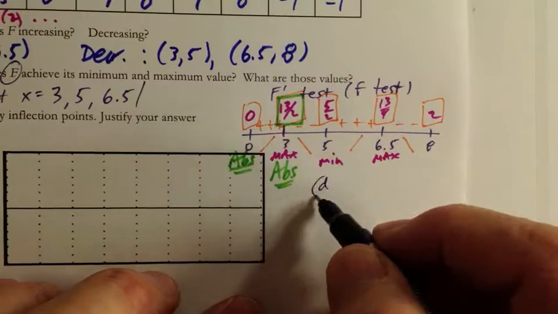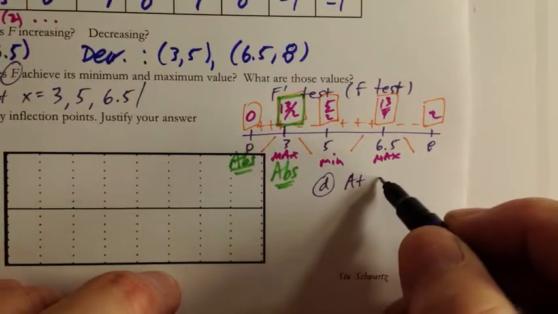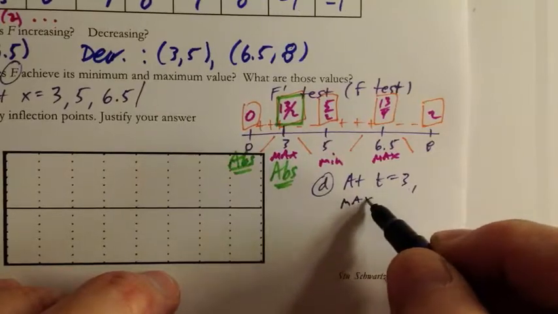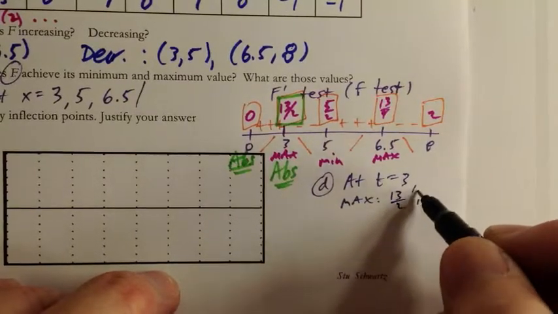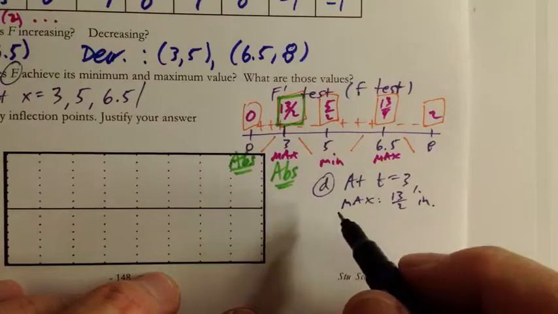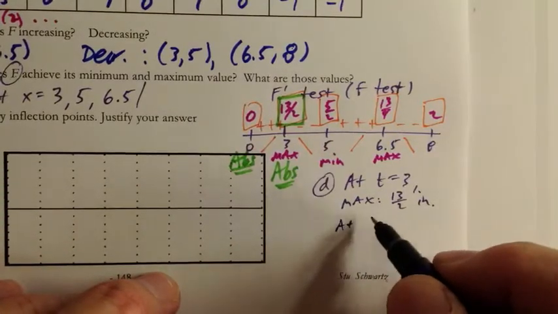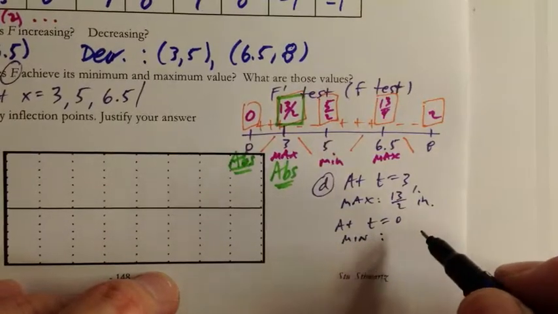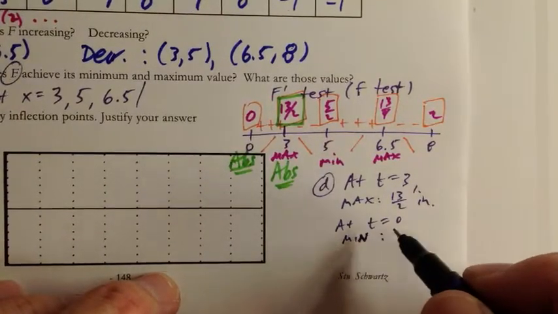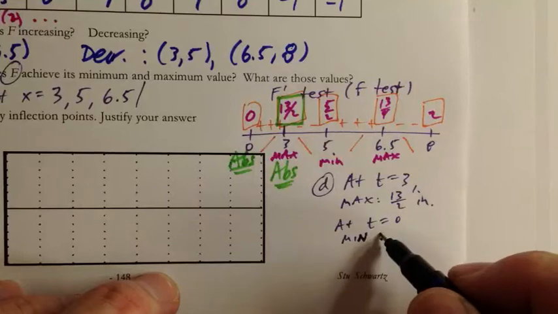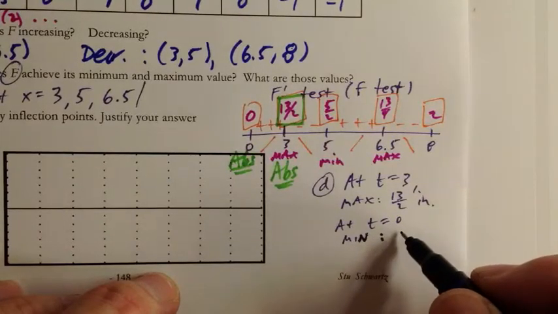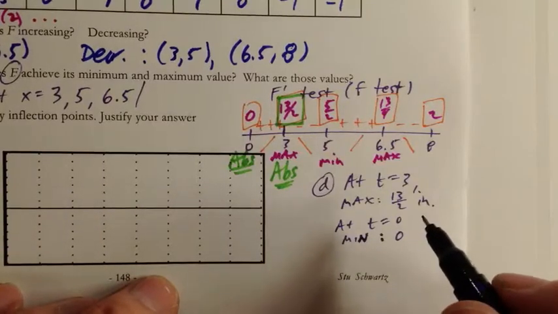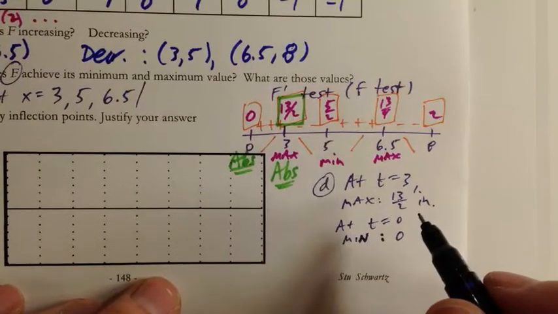To answer part D, at t equals 3, the maximum value is 13/2 inches. That's how high the snow level gets. At t equals 0, that's when the minimum occurs. Remember, we accumulated more snow in that 8-hour period than we lost, so the minimum is going to occur at the endpoint, and the minimum is 0. So there we go, that's part D.